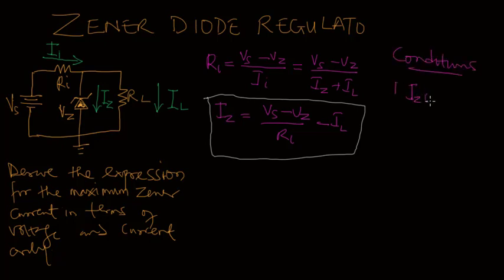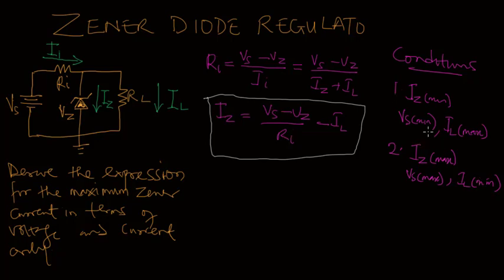1. The diode current is minimum when the source voltage is minimum and the load current is maximum. The second condition is that the diode current is maximum when the source voltage is maximum and the load current is minimum. The Zener current is maximum when the source voltage is maximum and the load current is minimum. So these two conditions are the conditions that must exist for the diode to operate properly, for it not to exceed its rated value.